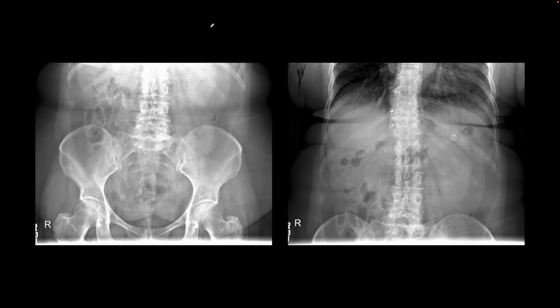This is a companion case showing fat as a lucency in the subcutaneous space. Symmetric.